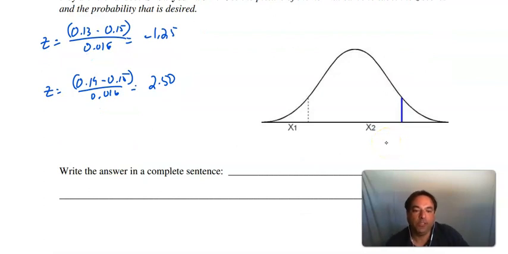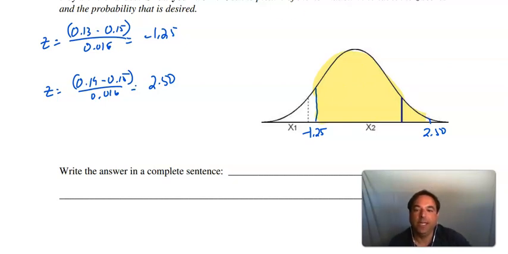And we'll draw a picture. Negative 1.25 would be 1.25 standard deviations to the left, and 2.50 would be 2.5 standard deviations to the right. We shade everything in between. And then we're going to look up each one separately.